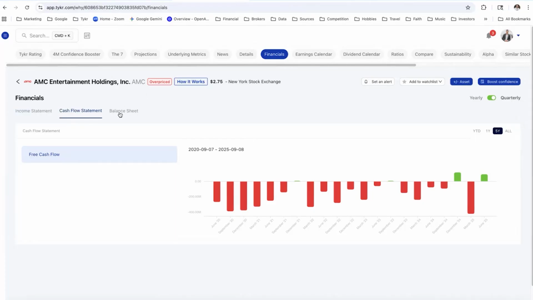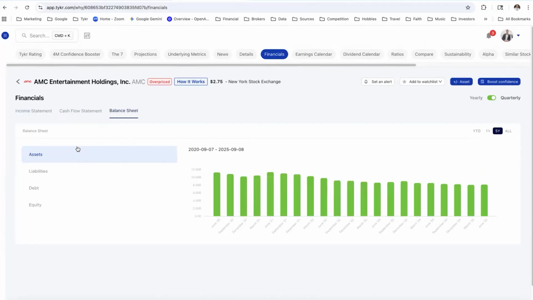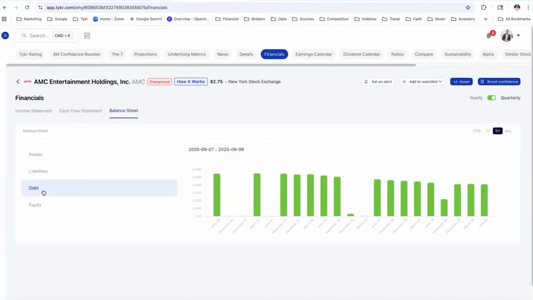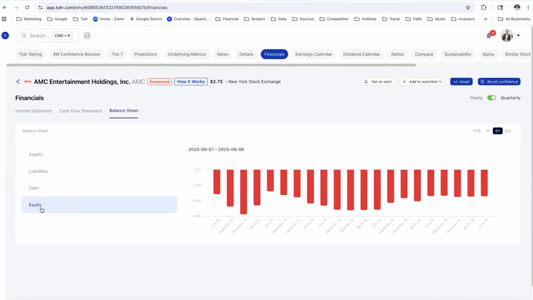And then the last sheet here, yeah, look at that. Assets, we want to see increasing, but it is decreasing. Liabilities, that's decreasing. Okay, they probably don't have much of a choice. Theaters aren't what they used to be. Debts, okay, debts are decreasing. That's good. And then equity, oh gosh, very much in the negative, not looking good there.